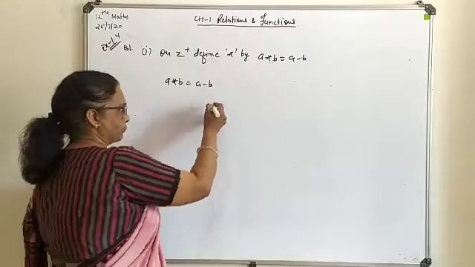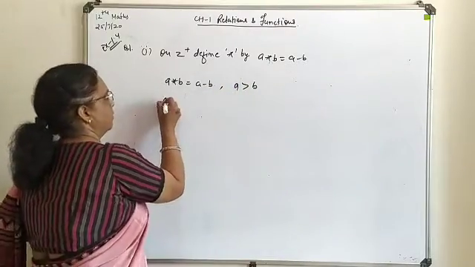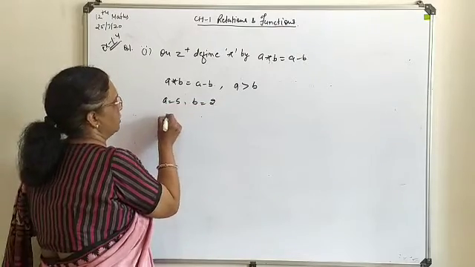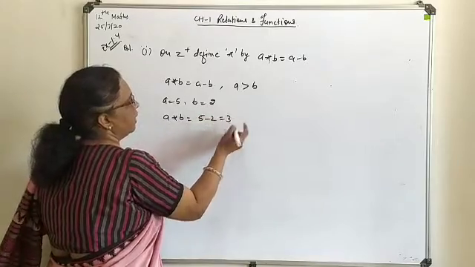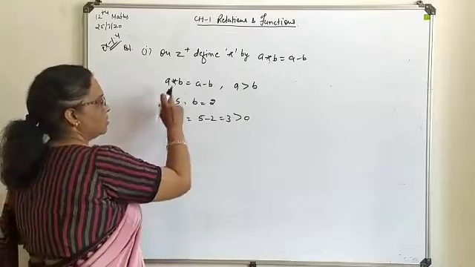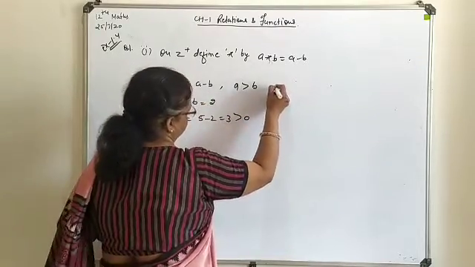If your a is greater than b, suppose a is equal to 5 and b is equal to 2, and you write that as 5 minus 2, that means 3, so definitely you will get a positive answer. So for this combination, your solutions are positive.